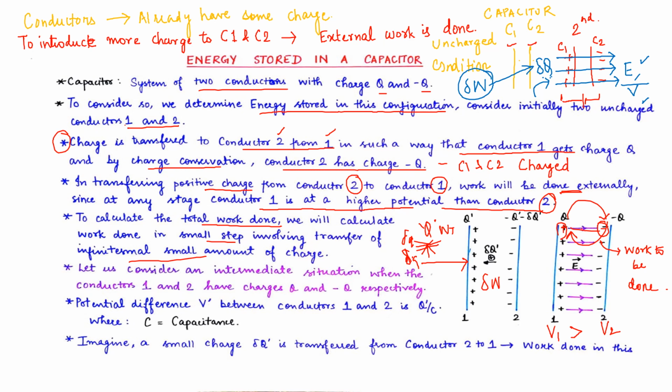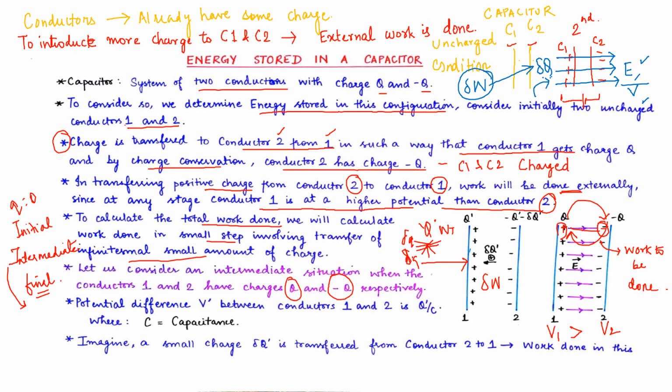Let us consider an intermediate situation when conductor 1 and conductor 2 have charges plus Q and minus Q respectively. Of course, we need to consider an initial position, an intermediate position and a final position also. Why do we need to check three different potentials? Because there will be different amounts of potential which will lead to different work done in these three stages. Initially charge is zero, external charge is zero. So to bring this charge initially, we do not need to do a lot of work, or there will not be too much potential. But when it comes to the intermediate stage, we have to provide some work from outside, and in the final position it will be at a stage of saturation where it's not possible for us to provide any extra charge to the system.